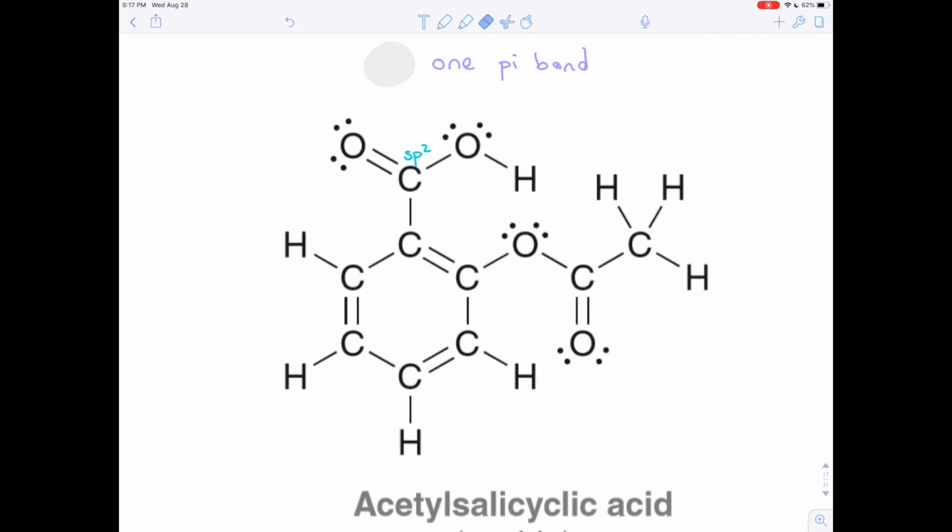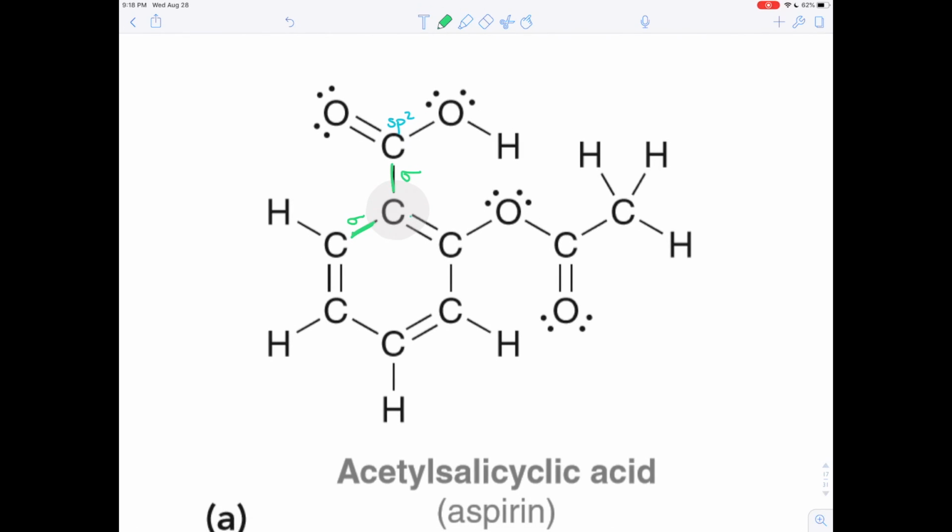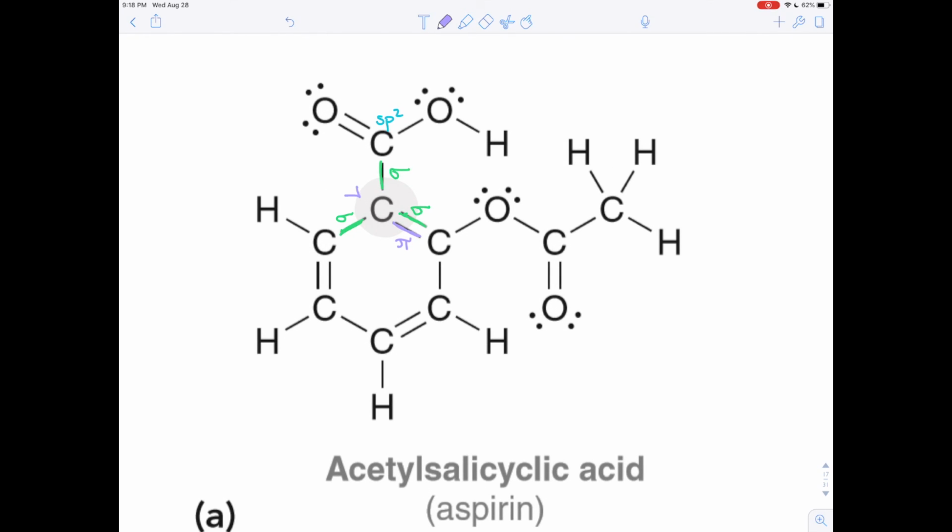Okay, let's look at the next carbon. This carbon here. The first bond you ever form between atoms is a sigma bond, so that bond is a sigma. Every bond after the first bond is a pi bond, so this bond right here will be a pi bond. So around this carbon right here, we only have one pi bond.